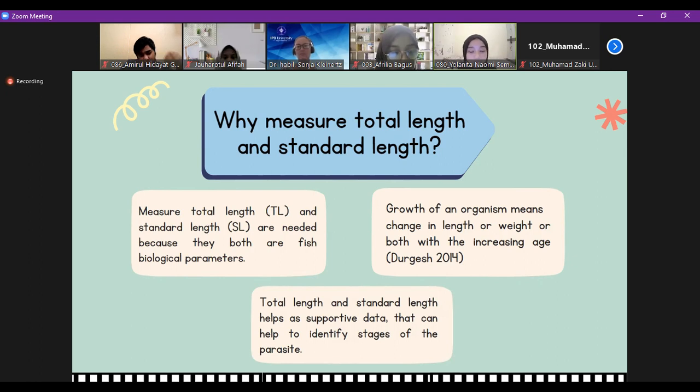Here we have three reasons. The first one is measuring total length and standard length are needed because they both are fish biological parameters. Second is growth. Often organism means change in length or weight or both with the increasing age. That means the age of organism can affect the length of that organism. And the last is total length and standard length help as a supportive data. They can help to identify stage of the parasite.